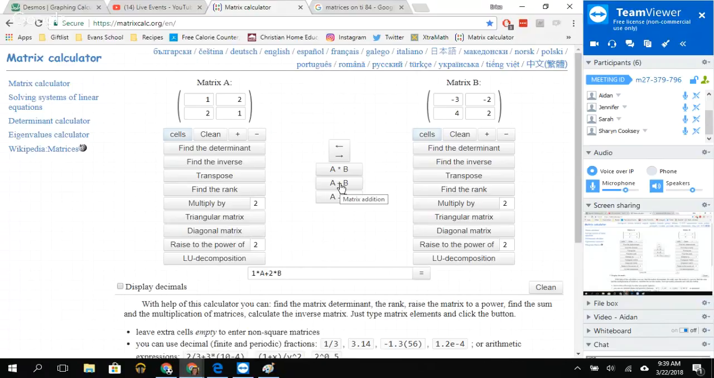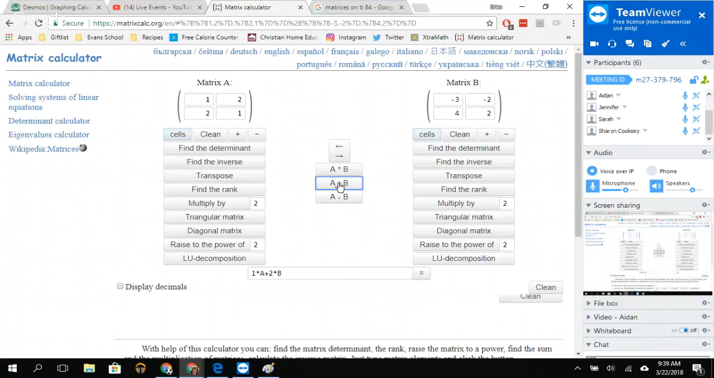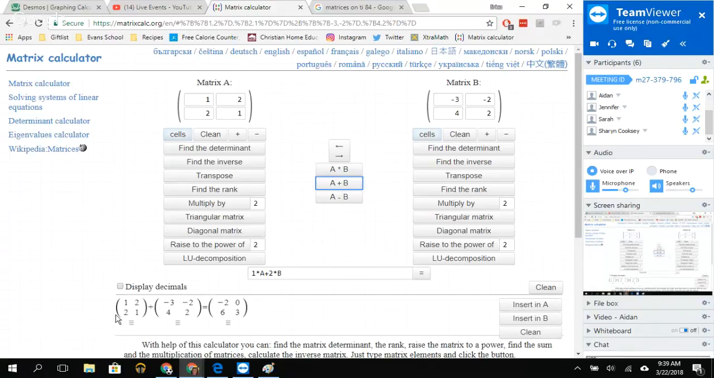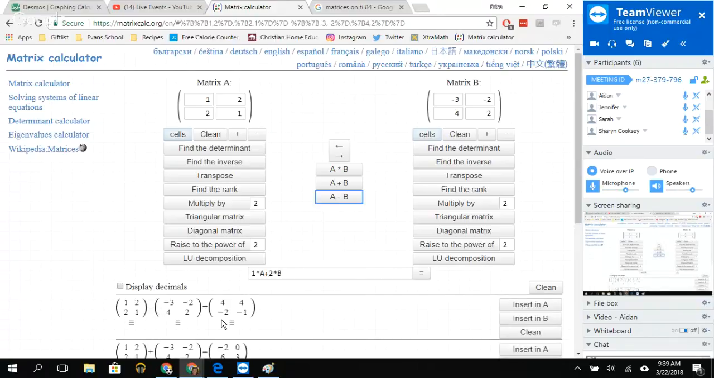Okay. So then if I want to do some basic matrix operations, you can see here that this calculator has those available to you. So I could just do, what is A plus B? And so then it shows me, well, matrix A is 1, 2, 2, 1. This is matrix B. When I add them together, I get -2, 0, 6, 3. You can obviously do A minus B, right? And that'll evaluate your matrix for you.